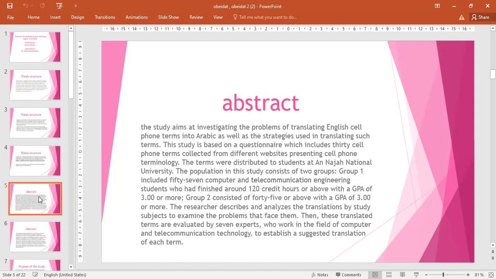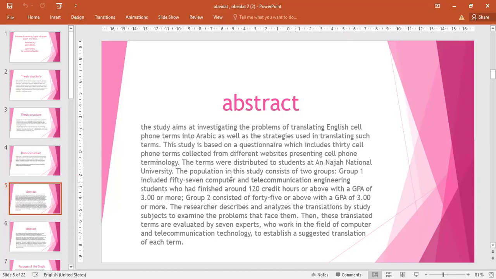Abstract of this thesis. The study aims at investigating the problems of translating English cell phone terms into Arabic, as well as the strategies used in translating such terms. This study is based on a questionnaire which includes 30 cell phone terms collected from different websites presenting cell phone terminology. The terms were distributed to students at Najah National University. The population in this study consists of 2 groups.